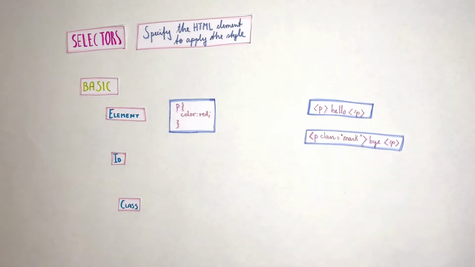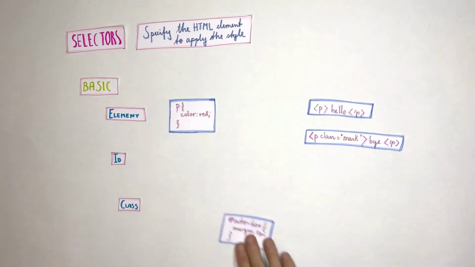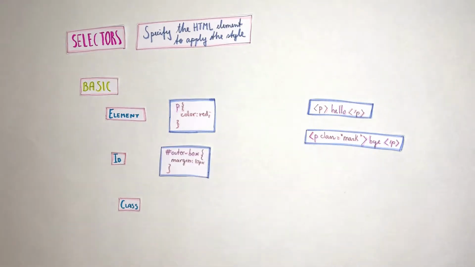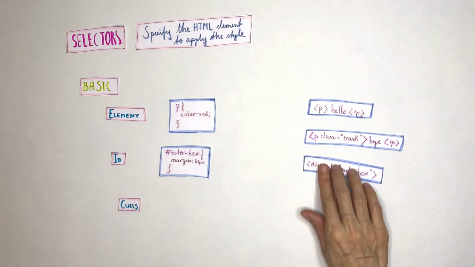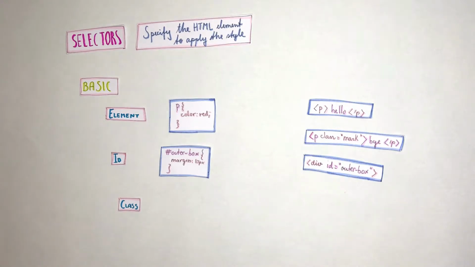The ID selector selects the HTML element that has a specific ID. To define that ID in the CSS, we use the hashtag and the name of the ID. We can use any name we want here. Then we have to apply that ID to the HTML element we want to style.